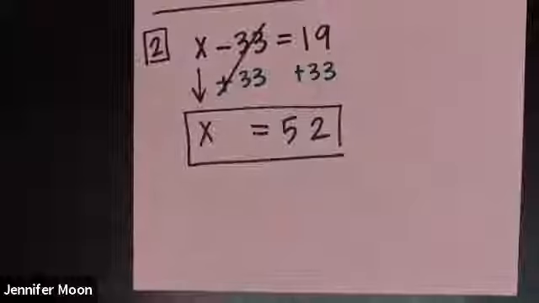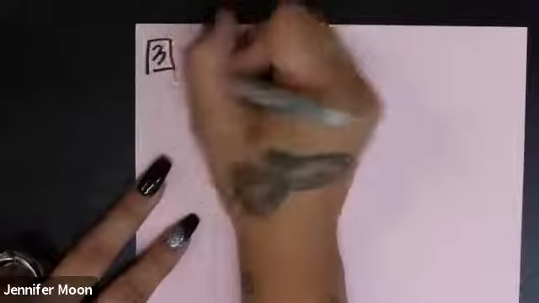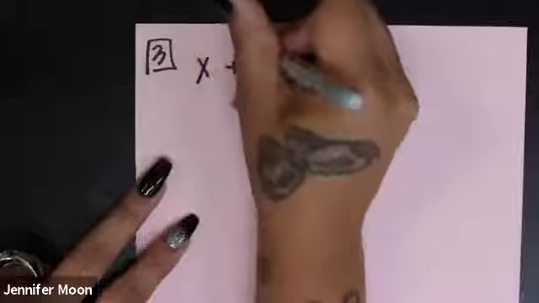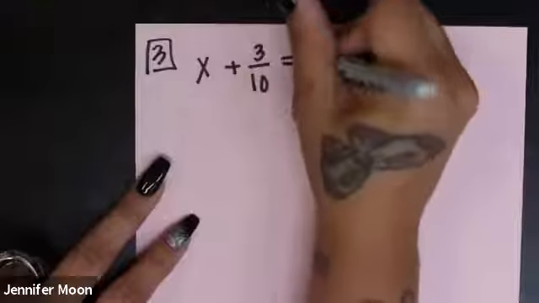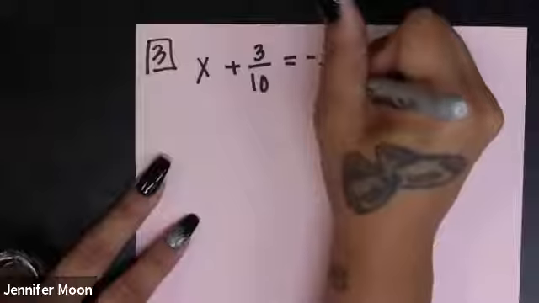Y'all. Okay, so let's do this third problem. Okay, say we have x plus 3/10 equals negative 2/5.